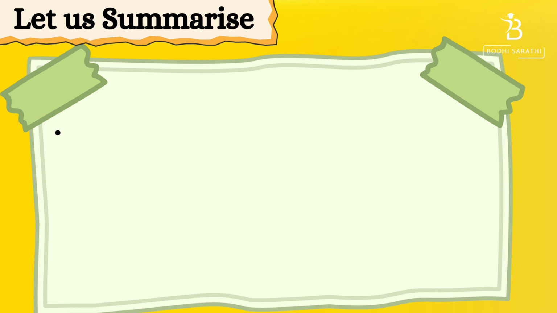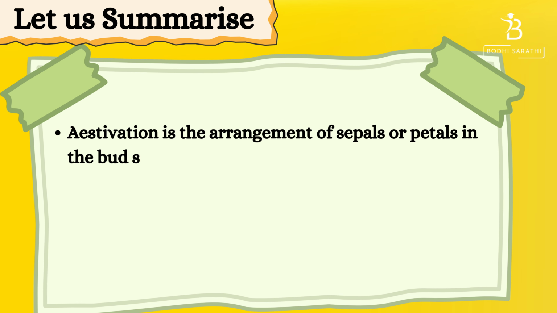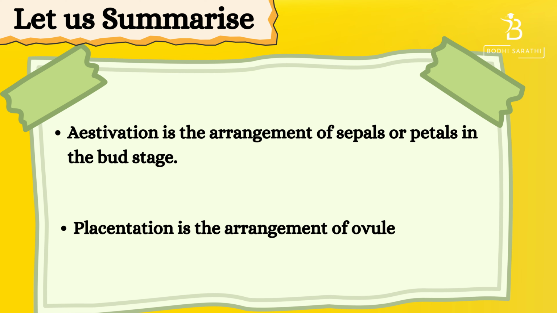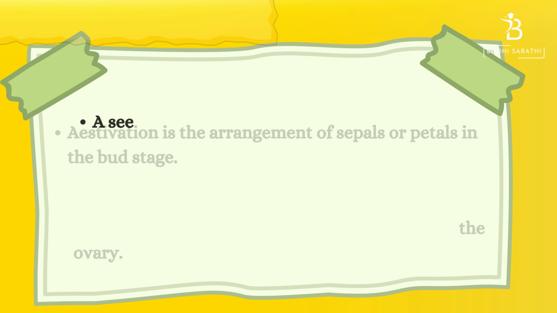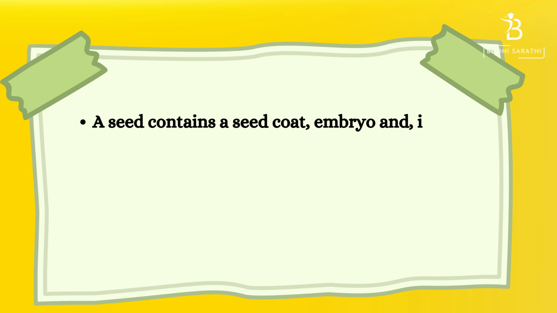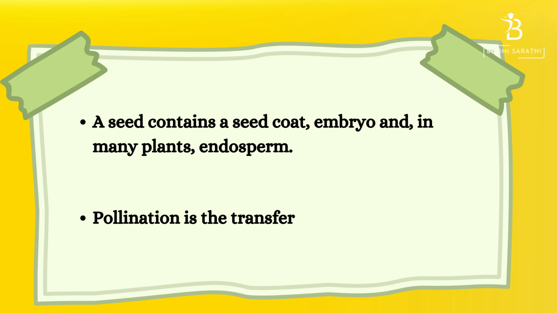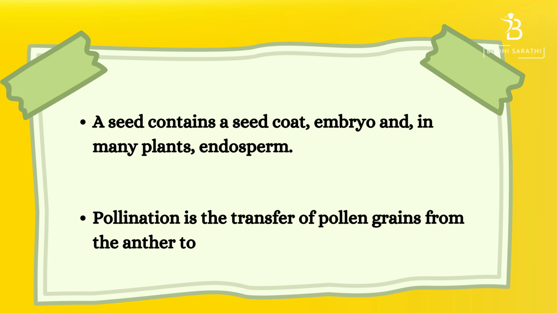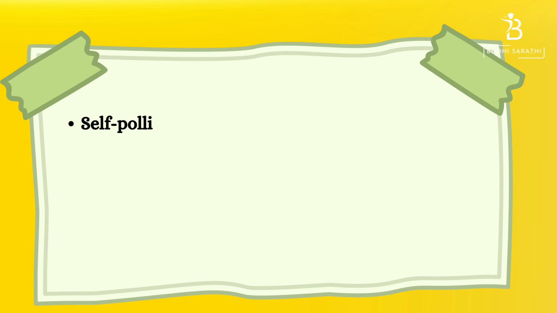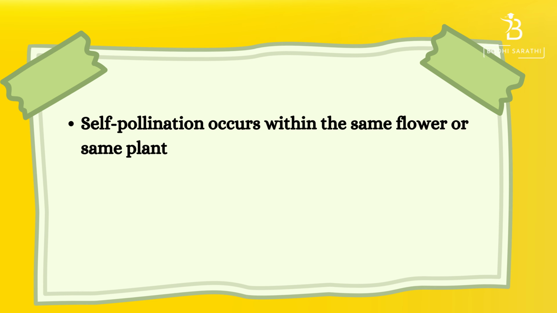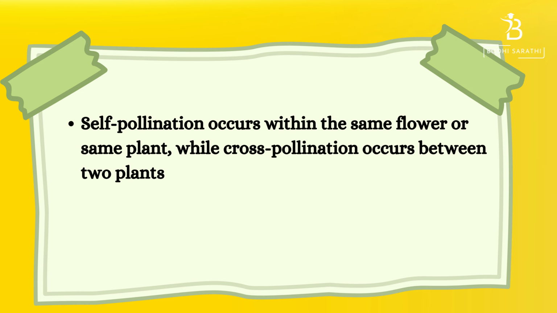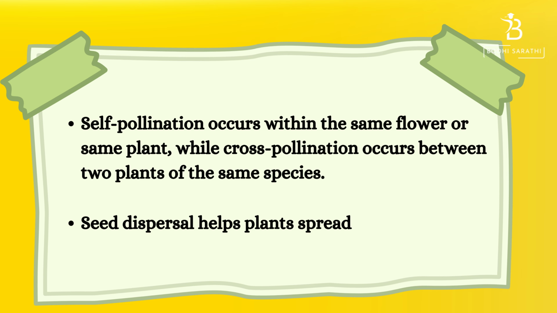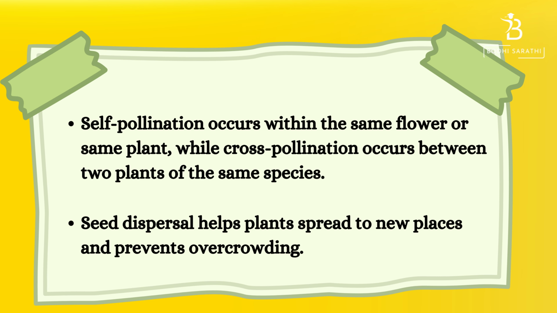Let us summarize. 1. Estivation is the arrangement of sepals or petals in the bud stage. 2. Placentation is the arrangement of ovules inside the ovary. 3. A seed contains a seed coat, embryo, and in many plants, endosperm. 4. Pollination is the transfer of pollen grains from the anther to the stigma. 5. Self-pollination occurs within the same flower or same plant, while cross-pollination occurs between two plants of the same species. 6. Seed dispersal helps plants spread to new places and prevents overcrowding.